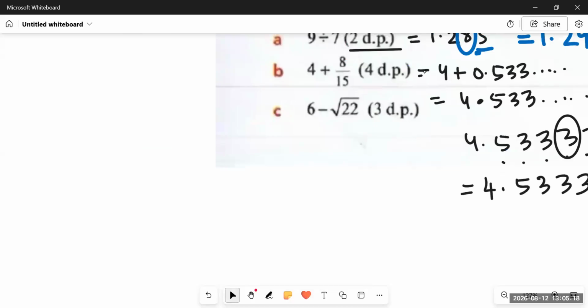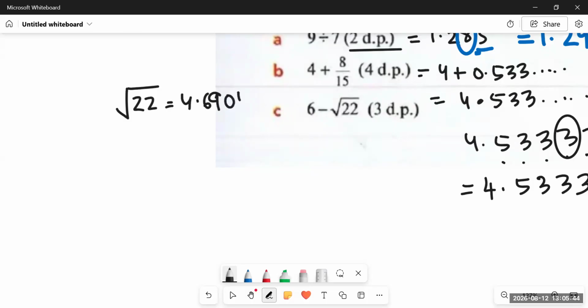Now for the next question, you need a calculator. Although we can find the square root of 22 using the division method, that's a lengthy process and not required for these type of questions. So just use the square root symbol on the calculator. When you press the under root symbol and put 22 inside, you will get a number 4.690 4157, and so on.